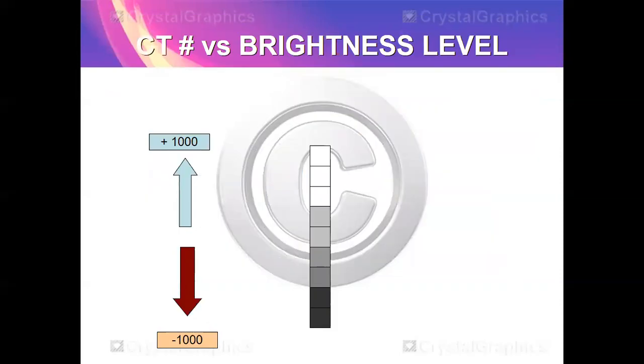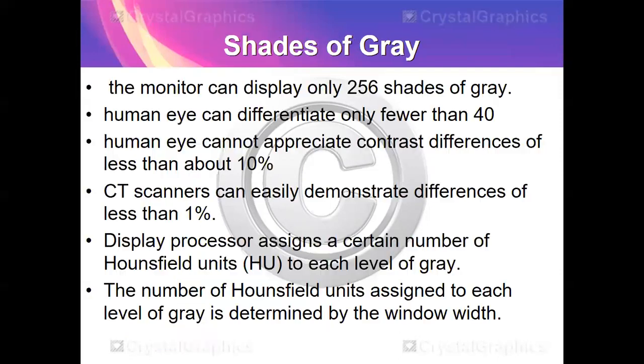So CT number versus the brightness level. So the lower the CT number, mas darker siya. The higher the CT number, mas brighter siya. Okay, ganun na kasimple. Like yung ating bones, so positive 1,000, so that is bright. While yung air natin, negative 1,000, so black siya. So for the shades of gray, the monitor can display only 256 shades of gray.